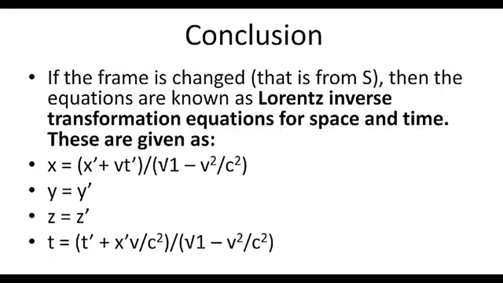If the frame is changing, that is, from S dash, the equations are known as the Lorentz transformation equations for space and time. x equals x dash plus vt dash divided by root of 1 minus v squared by c squared, y equals y dash, z equals z dash. Now t equals t dash plus x dash v by c squared divided by root of 1 minus v squared by c squared. You can see the positive sign here, because now we are measuring from frame S the movement of S dash, which is moving along the positive x axis with a uniform velocity positive v.